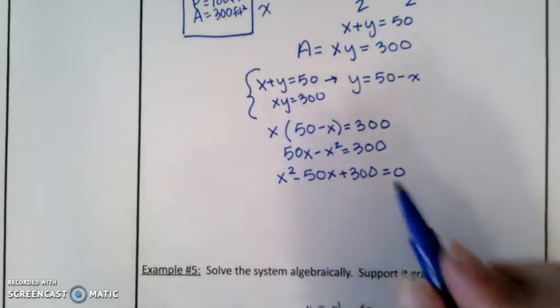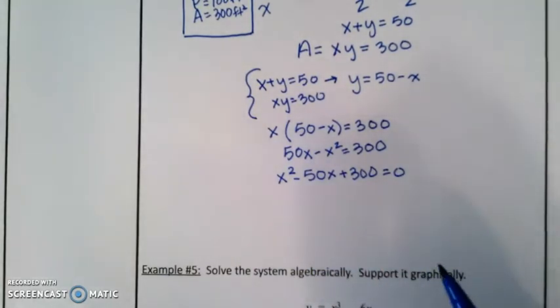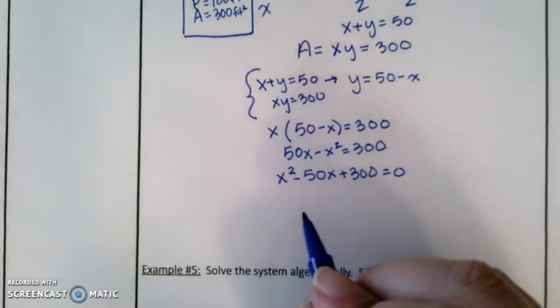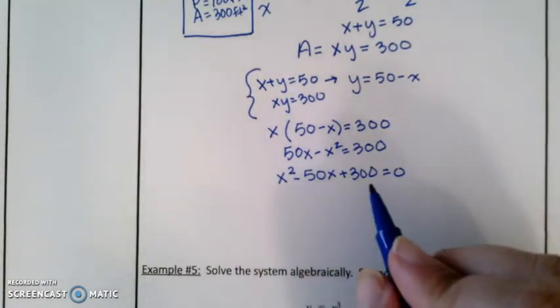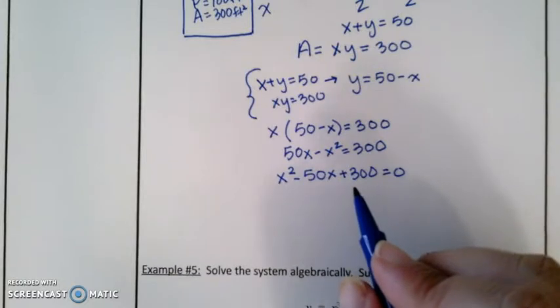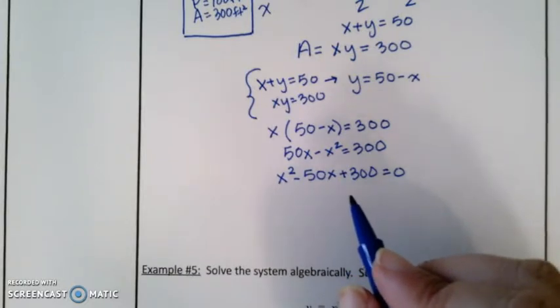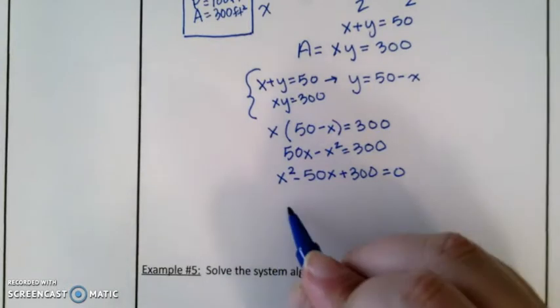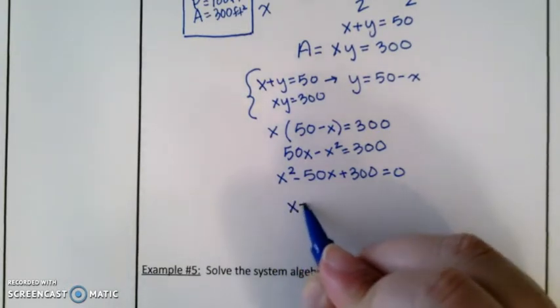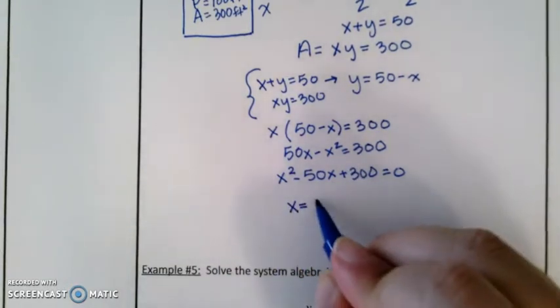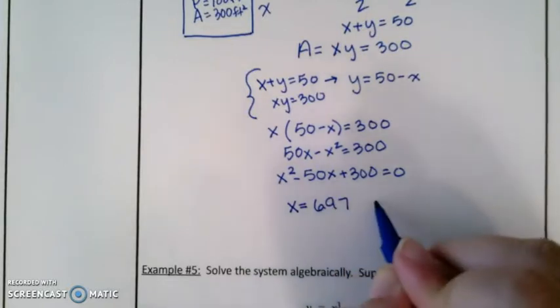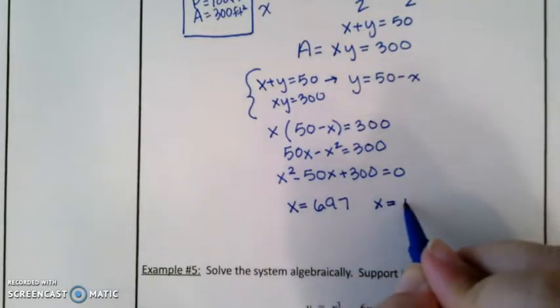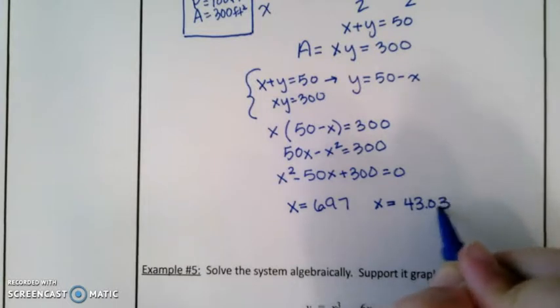So I can solve this either by factoring, quadratic equation, or graphing. And whichever method you choose to use, it's not factorable on rational numbers. So quadratic equation or graphing calculator would be the way to go here. You'll end up with x equals 6.97 and x equals 43.03.